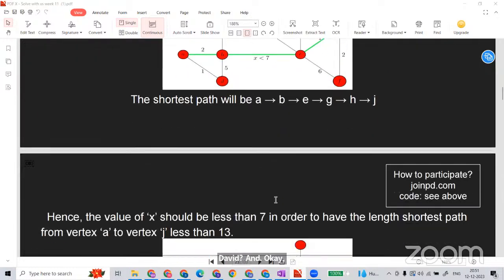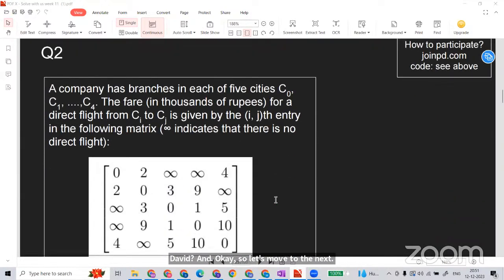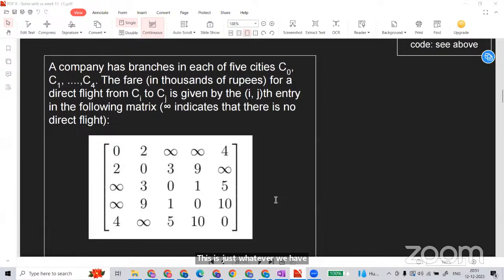Okay, so let's move to the next. This is just whatever we have discussed. This problem: a company has branches in each of the 5 cities, C0 to C4. The fare in units of 1000 for a direct flight from Ci to Cj is given by the ij-th entry of the following matrix. Infinity indicates that there is no direct flight.